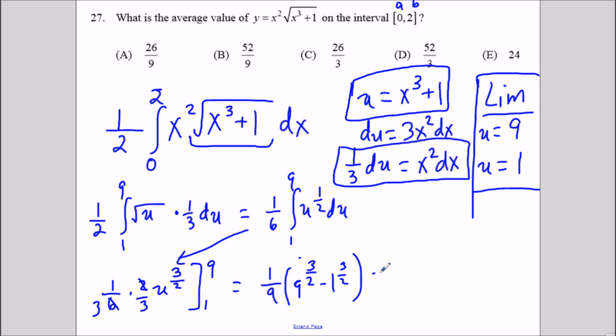So then to simplify this expression here, we have 1/9, and 9 to the 3 over 2: the square root of 9 is 3, 3 to the third is 27, 1 to any power is 1, and this is going to give us 26 over 9, which is choice A for this problem.